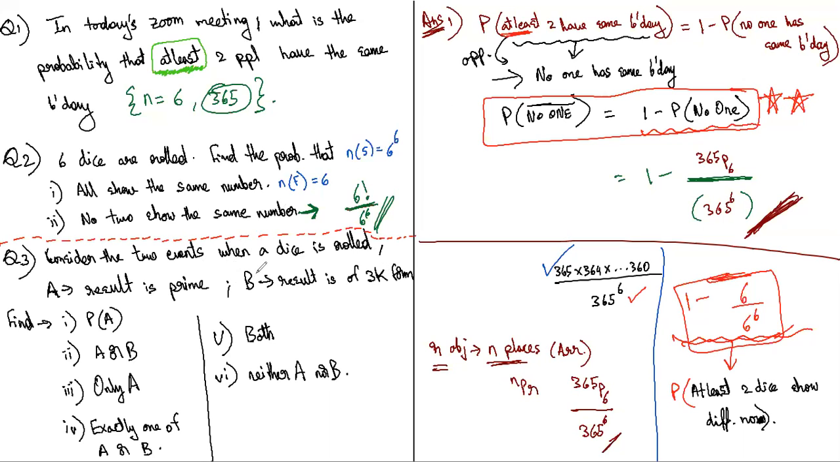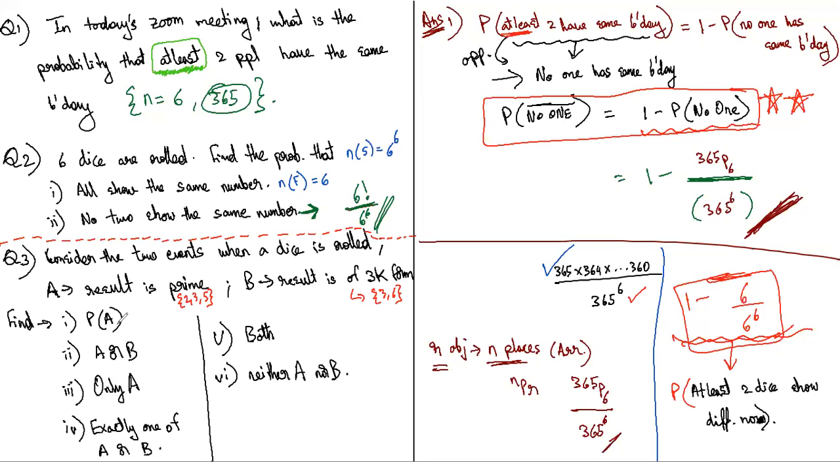Chalo, let's do the third question and maybe we'll end the class. Third question. Did anyone do the third question? Consider two events when a dice is rolled. Event A is that the result is prime. Event B is that the result is of the form 3k. What are the possible prime numbers? 2, 3, 5. And in the 3k form? 3, 6.